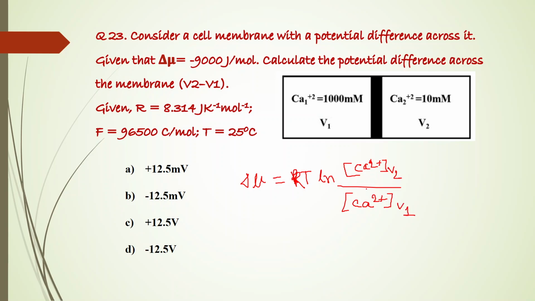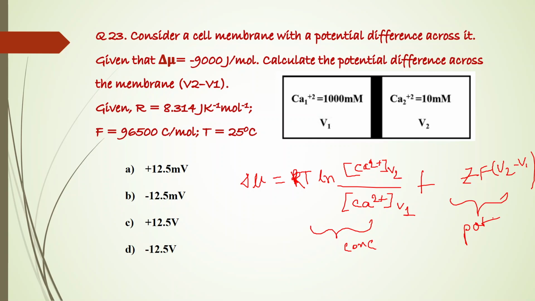Because we are talking about the transportation of ions, apart from their concentration gradient, there exists another thing, that is potential gradient, because they are charged species. So we should consider not only their concentration gradient but their charge gradient or potential difference across the membrane as well. So the next part of this equation will be ZF (V2 minus V1). The first part is coming due to your concentration gradient. The second part is coming due to potential gradient.